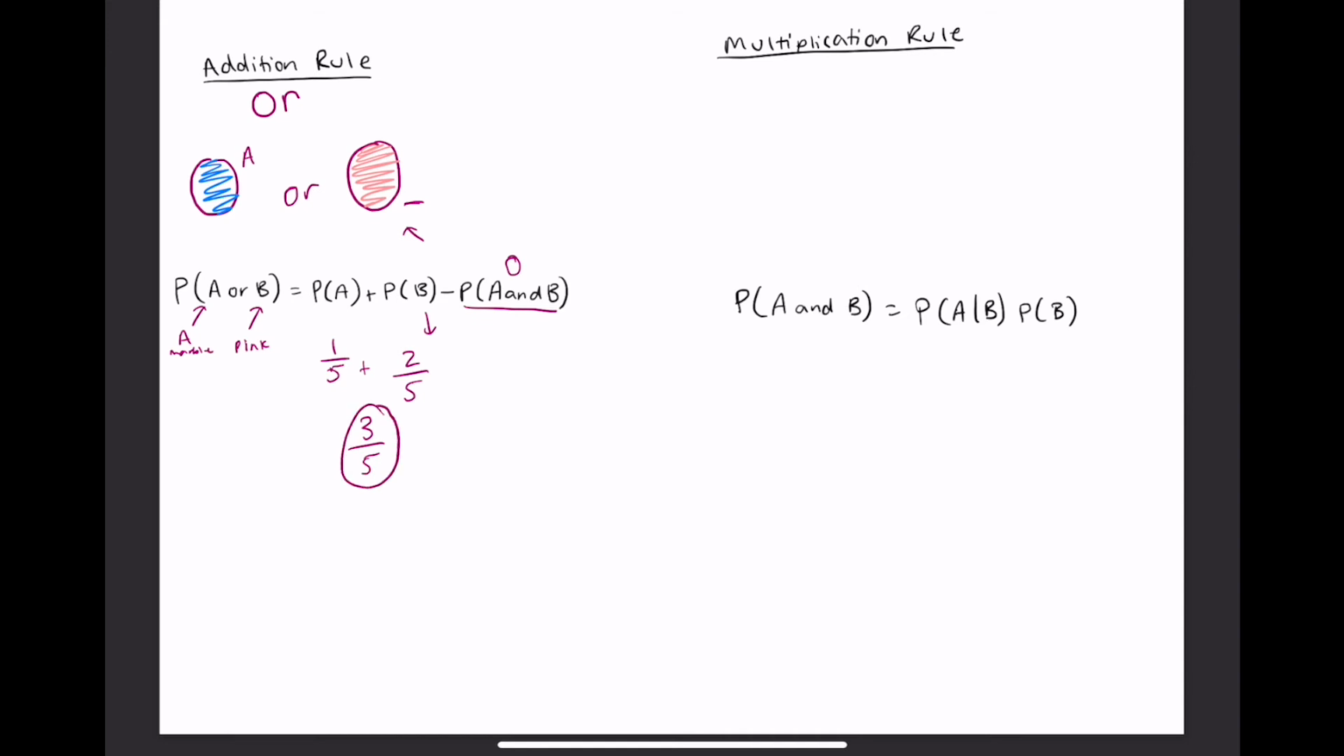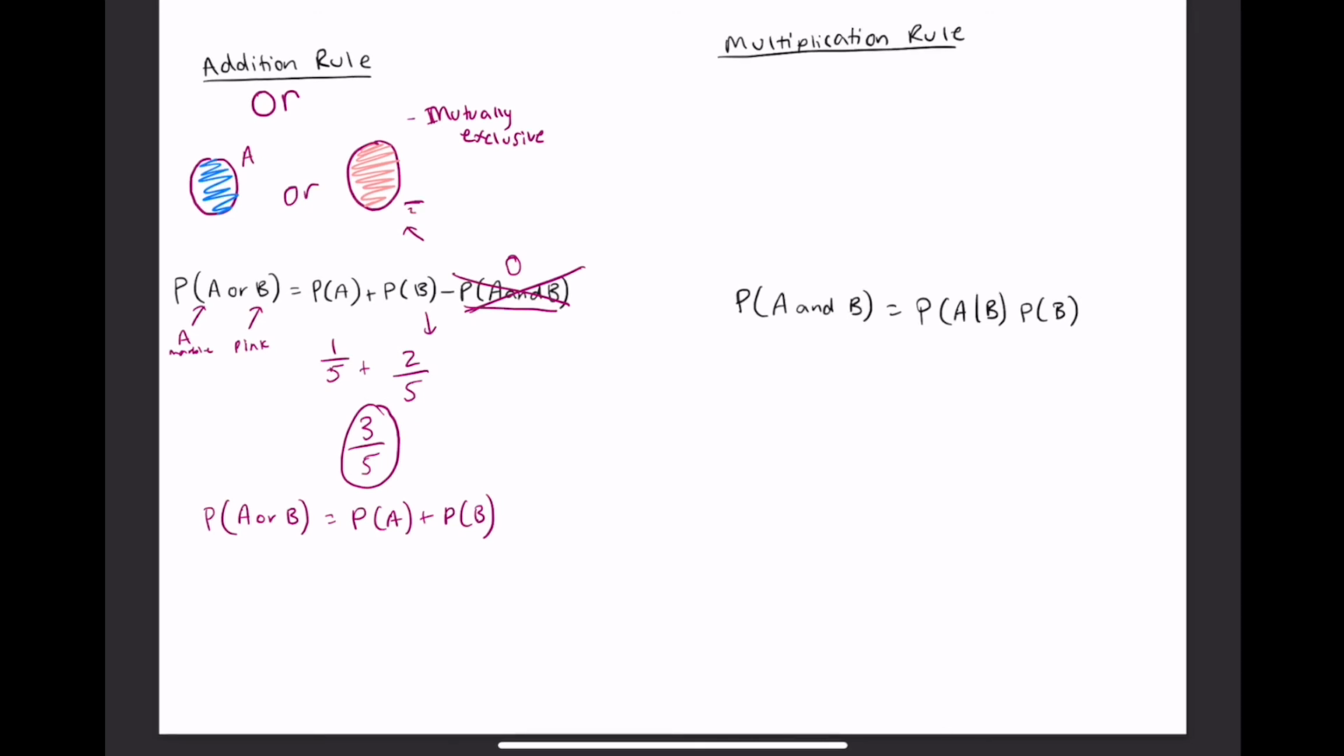Now, we could have easily just solved this using this equation: probability of A or B equals the probability of A plus the probability of B, and completely disregarded this part. And that is because these two events are mutually exclusive. And this means that they cannot occur at the same time. So because of that, we can disregard this portion of the formula.